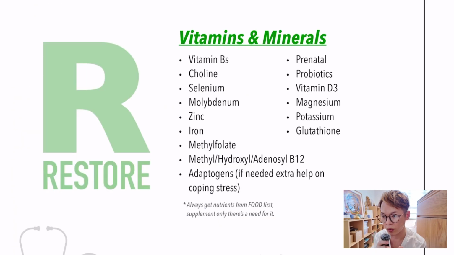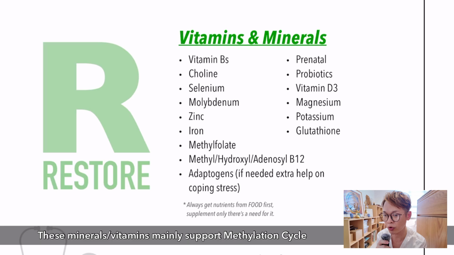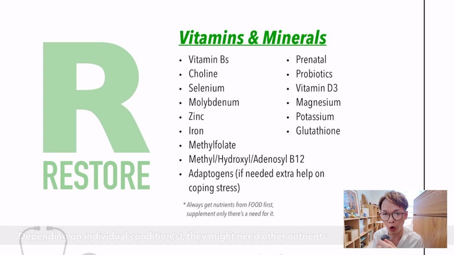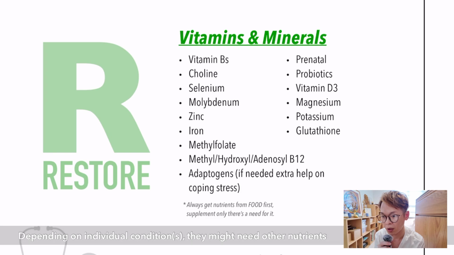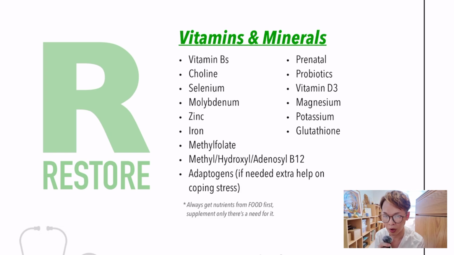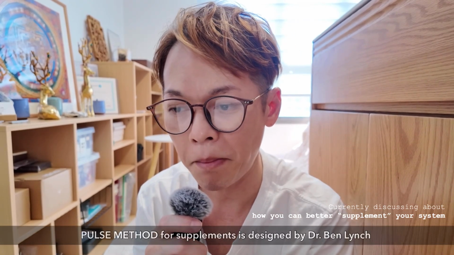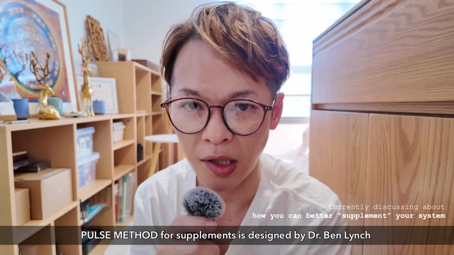So once you have done the remove and reduce protocols, then you can slowly introduce the supports, also known as the restore. First, you definitely have to change your diet. Go for quality over quantity, meaning more nutrient-dense food. If you can go organic, that's the best because you do not want all these pesticides and herbicides on your food. Supplements only when needed. And remember, you can't out-supplement your nutrition. Also use a pulse method instead, because the suggested dose is usually based on general populations, which may not be a good fit for you.